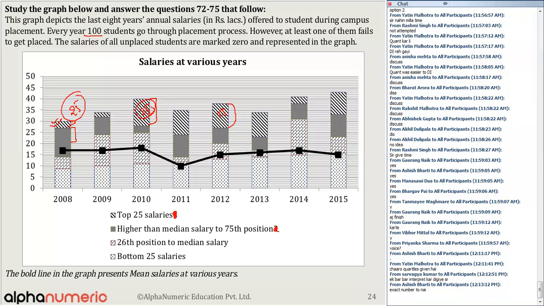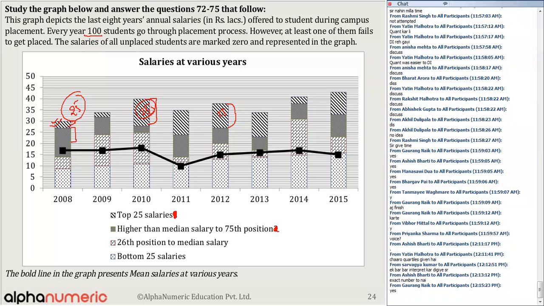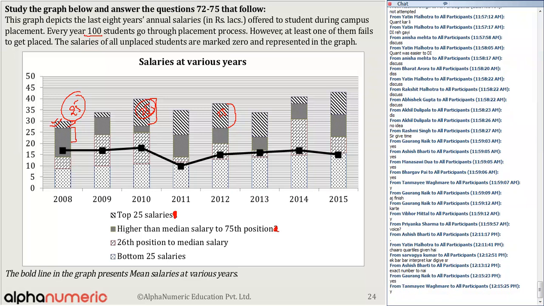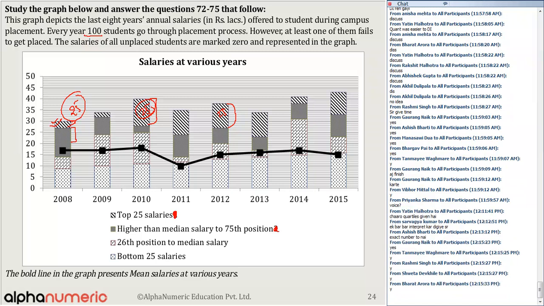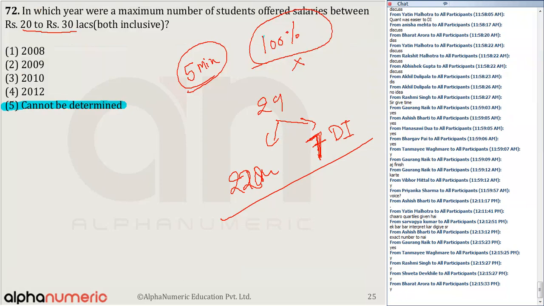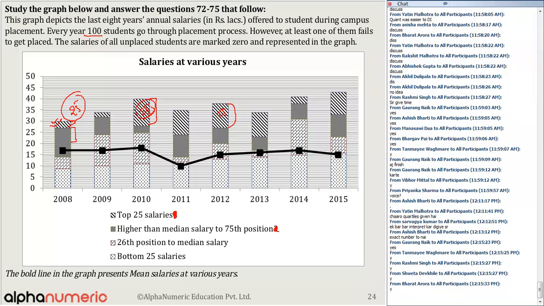Okay, that's why the answer is option number E. Is that clear? So between 20 to 30 lakh, we cannot find out.